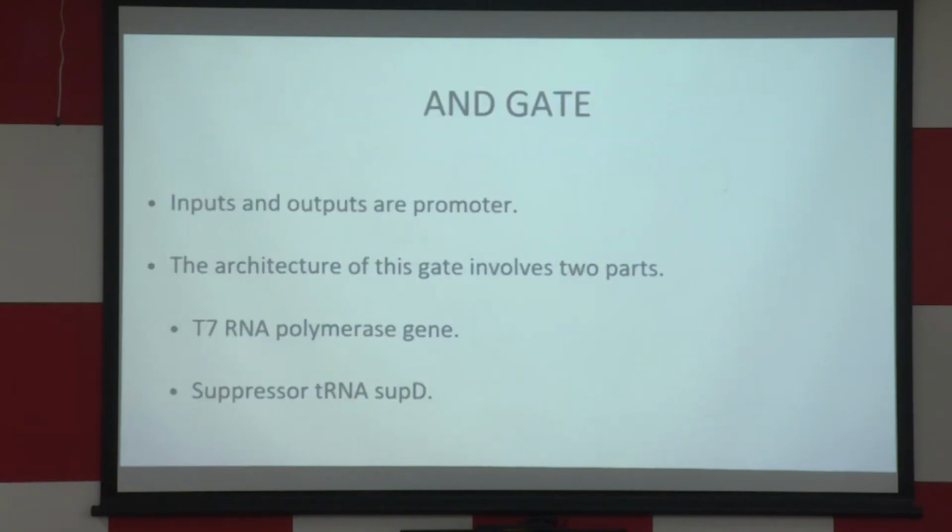So for this AND gate, inputs and outputs were chosen to be promoters, because in a cell, if the inputs and outputs are promoters, then we can use the output to express a gene, or use it as input for another circuit. For this one, they used the T7 RNA polymerase gene and one suppressor tRNA.